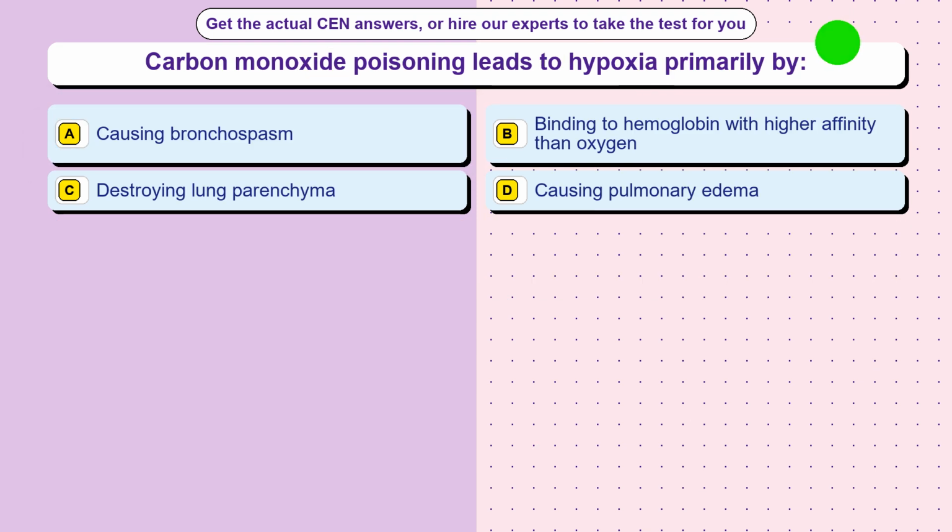Question 98. Carbon monoxide poisoning leads to hypoxia primarily by Option A, causing bronchospasm. Option B, binding to hemoglobin with higher affinity than oxygen. Option C, destroying lung parenchyma. Option D, causing pulmonary edema.